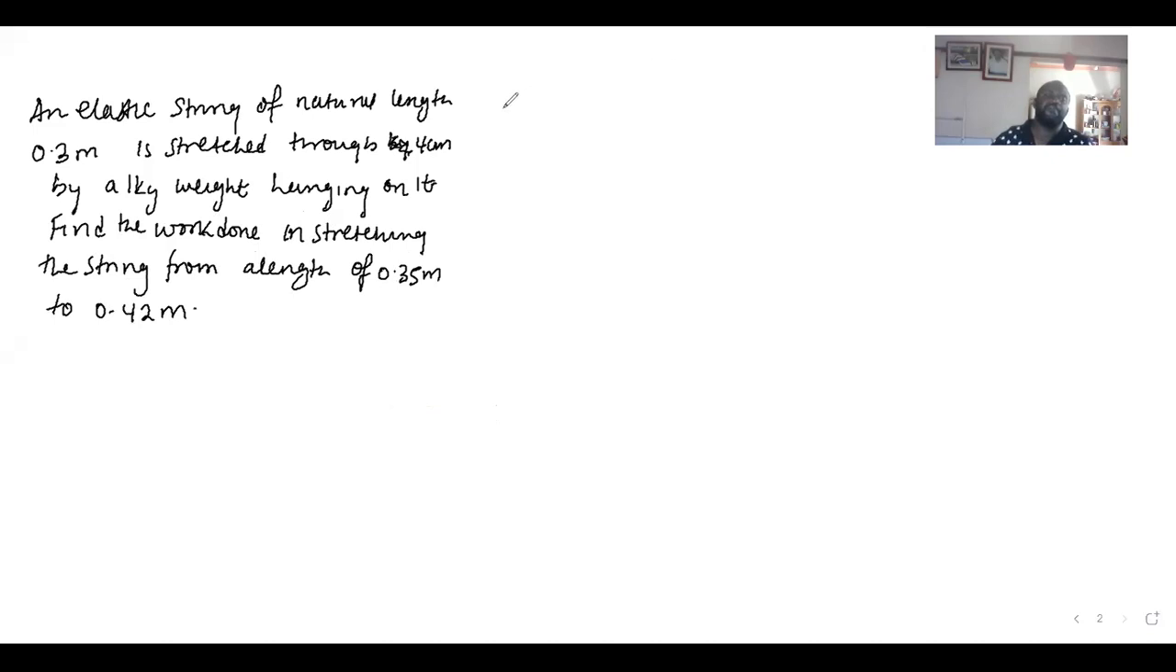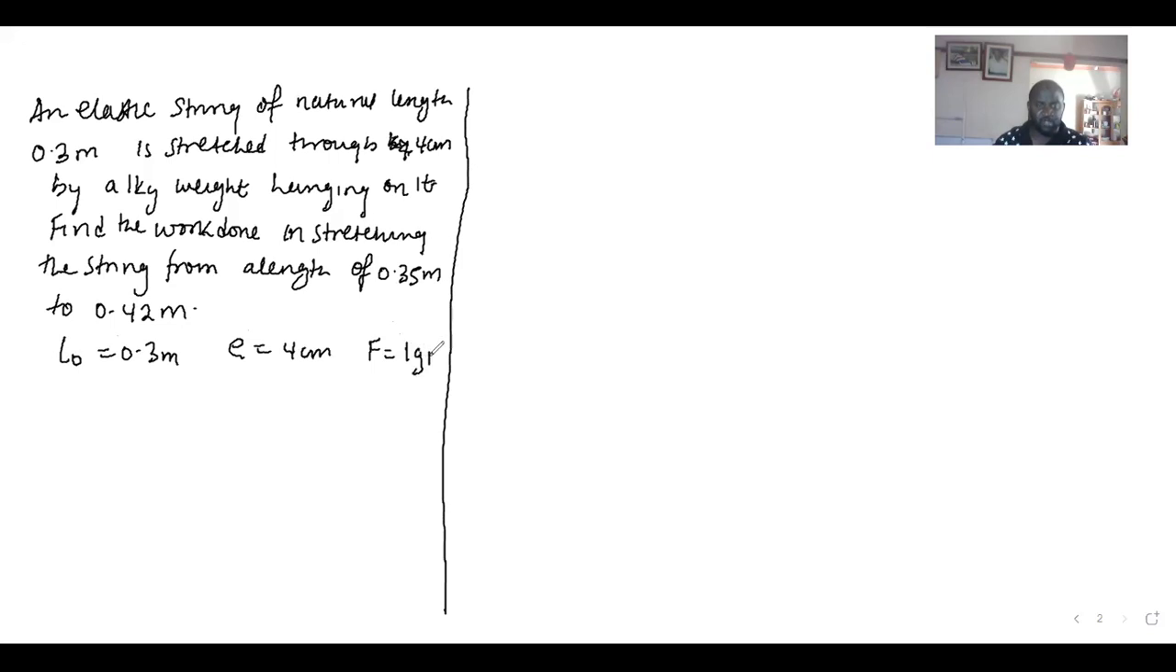So remember these questions, sometimes they first give you some conditions to help you find lambda. So they have said an elastic string of natural length L naught is 0.3 meters, is stretched through, the first extension is 4 centimeters, by a weight of 1 kilogram. So 1 kilogram weight means the force in the string is going to be 1 g Newton.